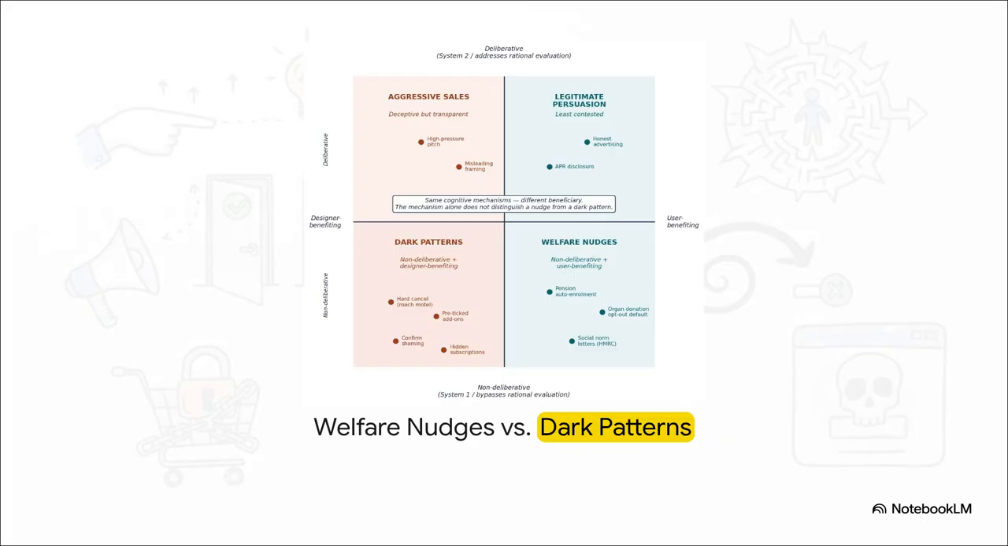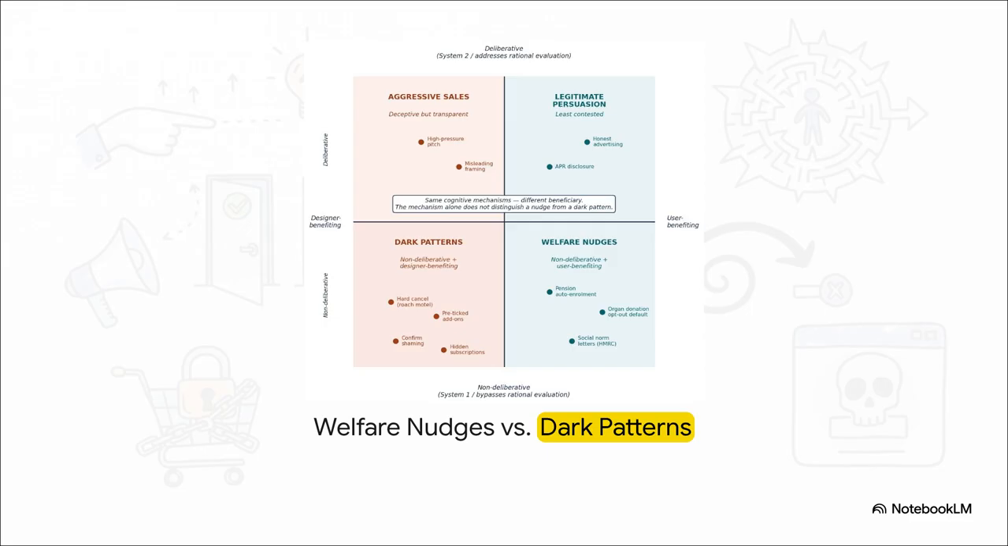Having survived the gauntlet of objections, we arrive at this two-axis framework, and it brilliantly resolves a lot of this ethical tension. The horizontal axis maps cognitive mechanisms, from our automatic System 1 on the left to our deliberative, rational System 2 on the right. But the absolutely crucial part is the vertical axis. Who actually benefits? Is it the designer at the top or the user at the bottom?